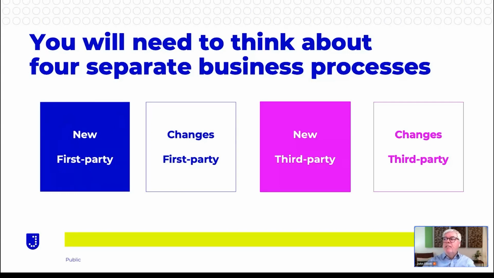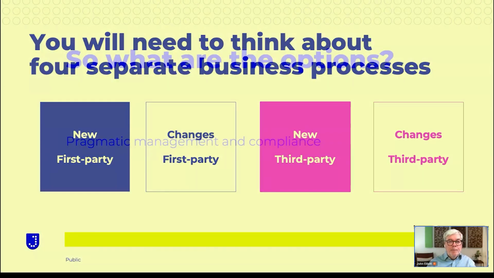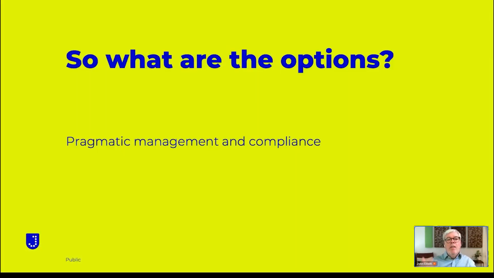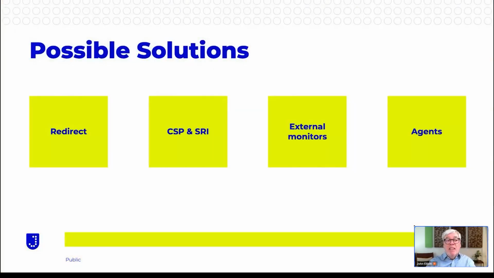Do the business analysis first before you actually think about how you're going to do it technically. This is the most important thing. We've seen people go off and decide to do it technically one way and then work out that that won't fit in their organization. So what are the four options you've got to do this? There are basically four possible solutions you have. A redirection, you could use CSP and SRI, you can use external monitors, or you can use agent-based solutions.